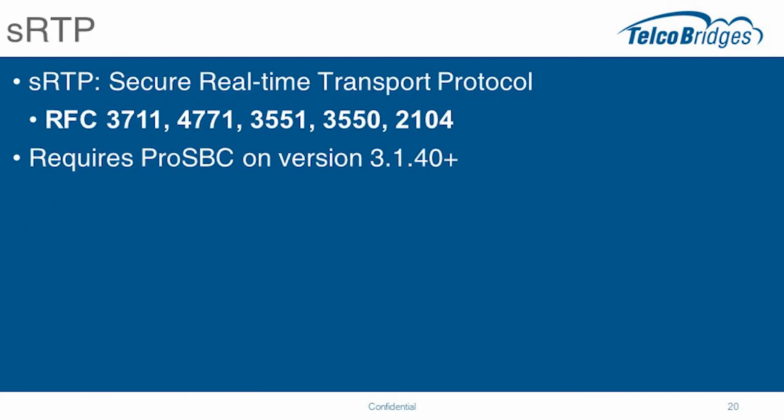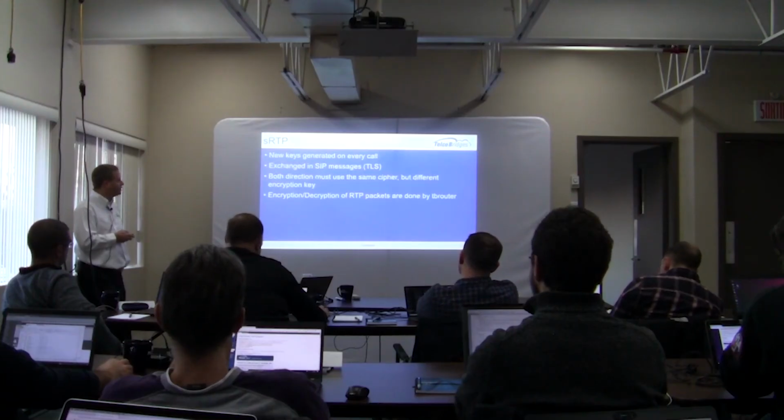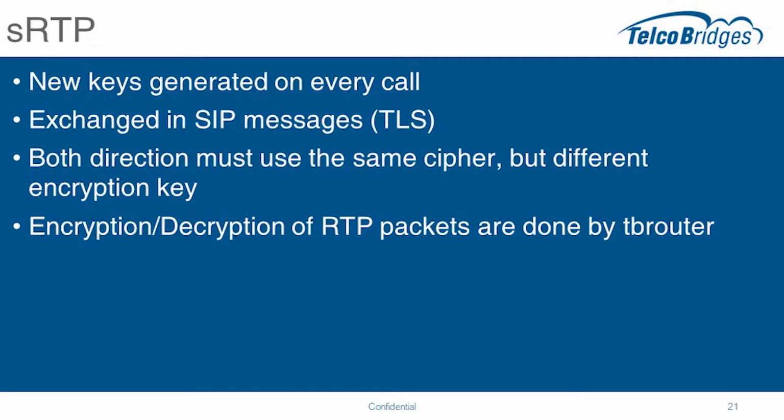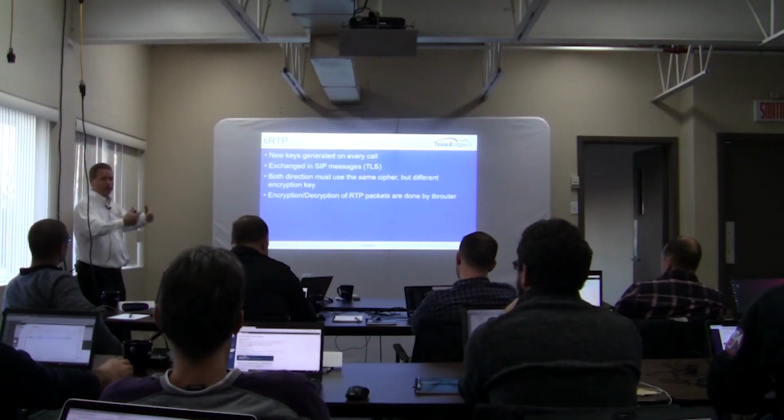Okay, so here we only have it on 3140. Right now it's in beta, so we have like four customers, I think, that are testing the SRTP. We will have this soon available to everyone. There are new keys generated on every call. We saw the SIP TLS, the keys need to be predetermined. But in SRTP, it's in the SIP messages, so we don't have to do anything for that. It's done automatically.